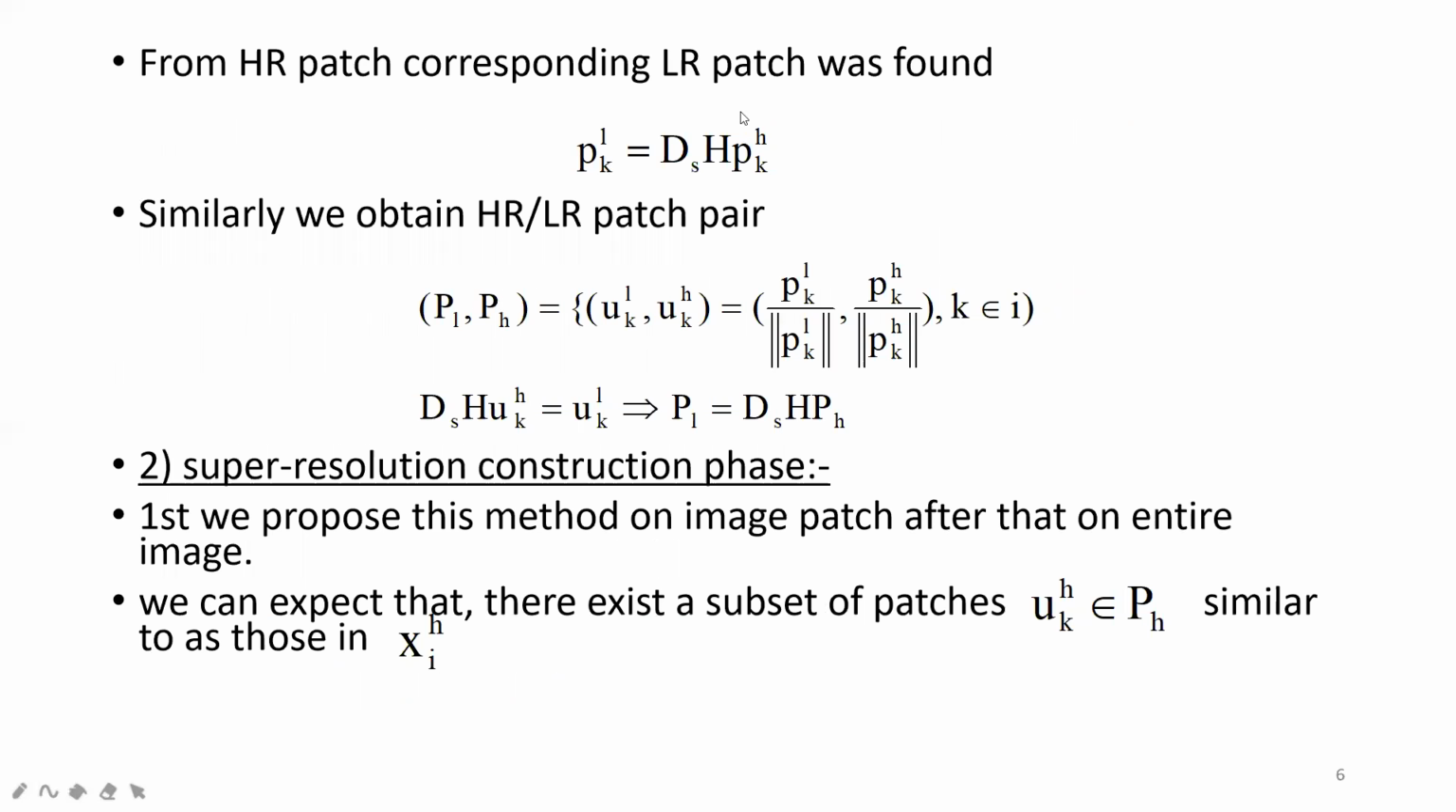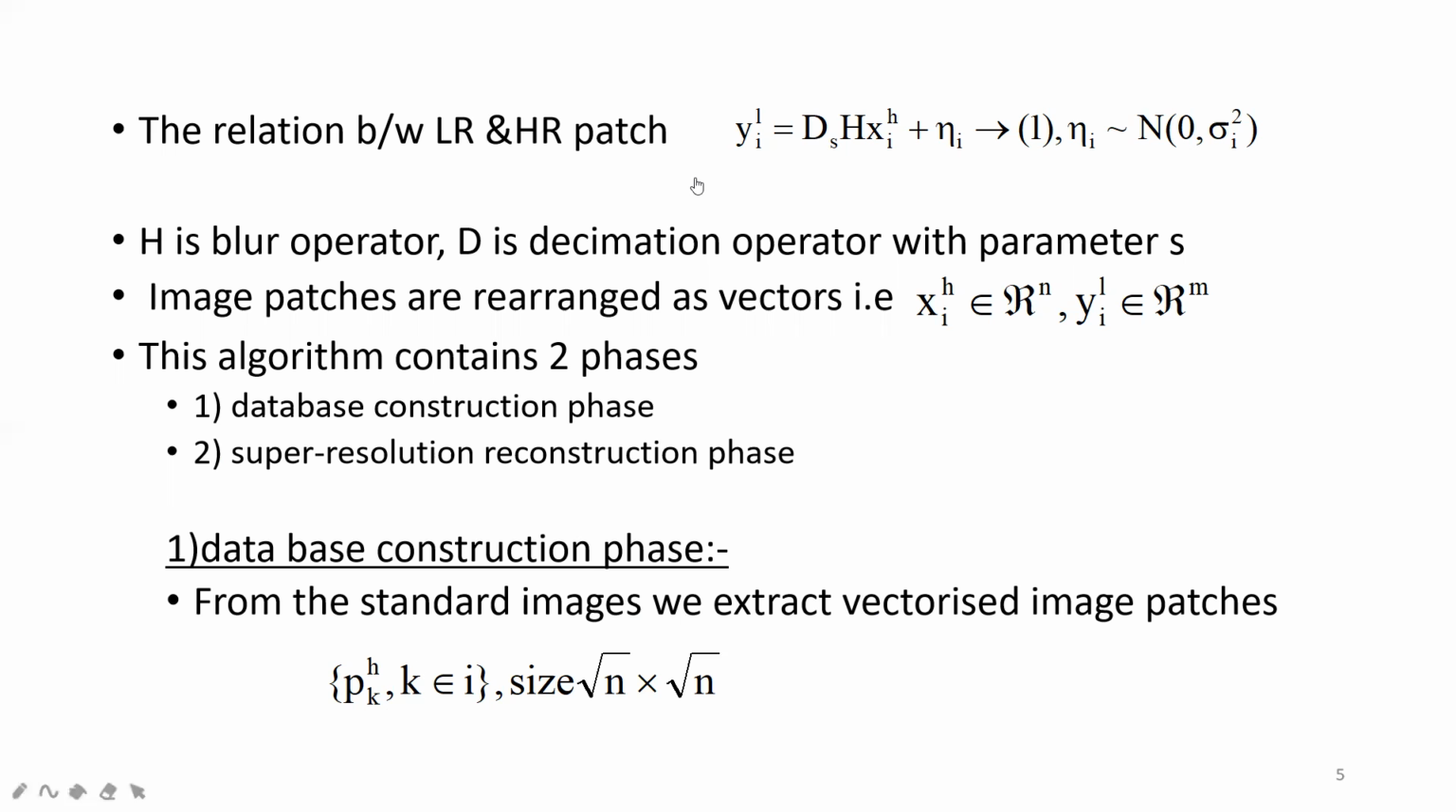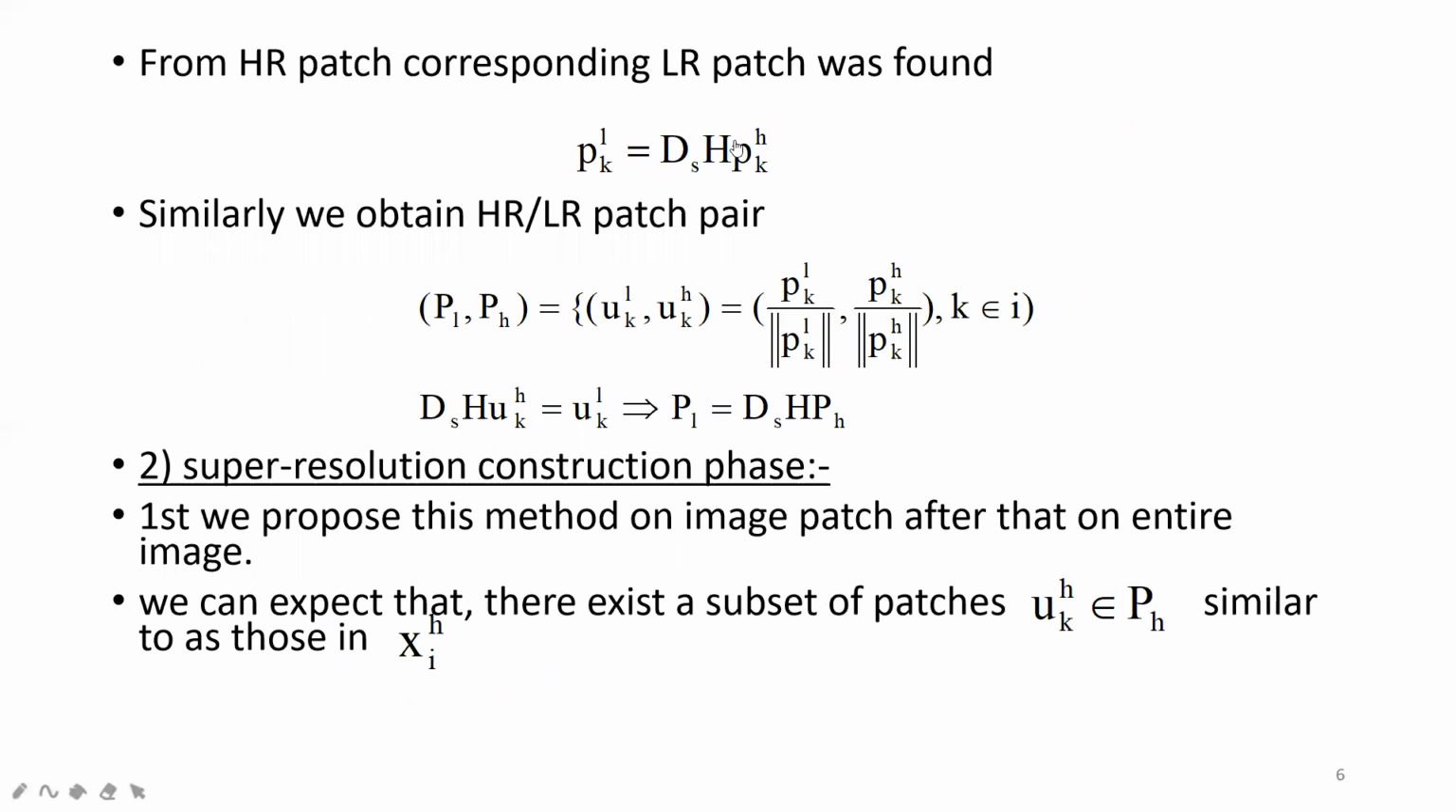Okay, this is the relation between the LR patches and HR patches. Initially, we are extracting the HR patches from the database, and we are making low resolution patches also, so that at this point of time, we'll have both LR patches and HR patches. I am representing those in terms of pair. This is the entire low resolution patches database, and this is the entire high resolution patches database.